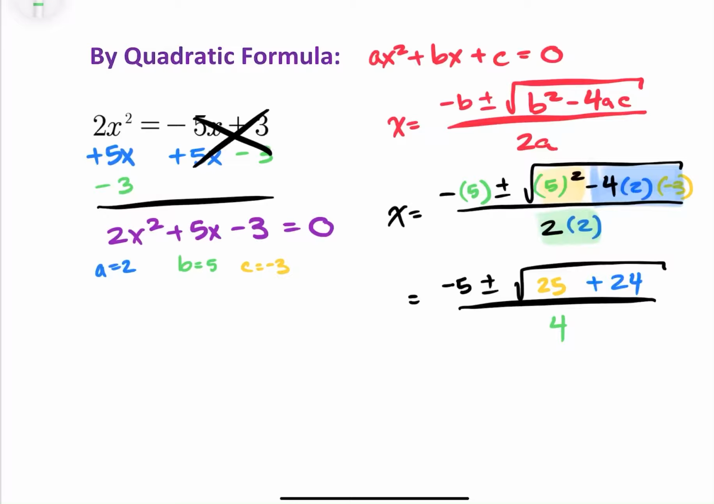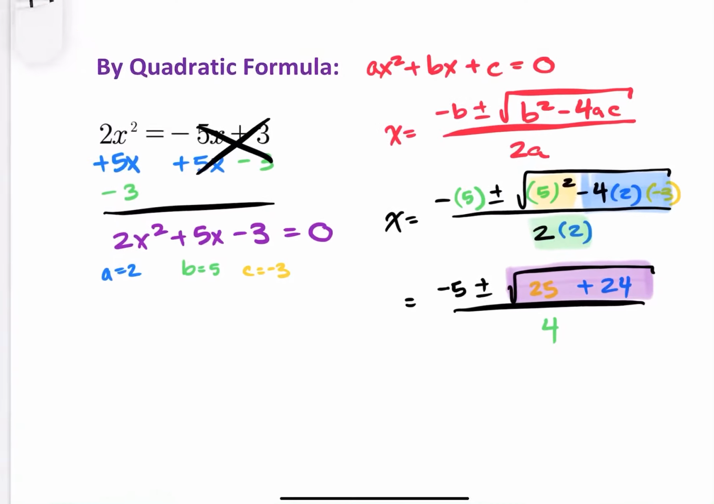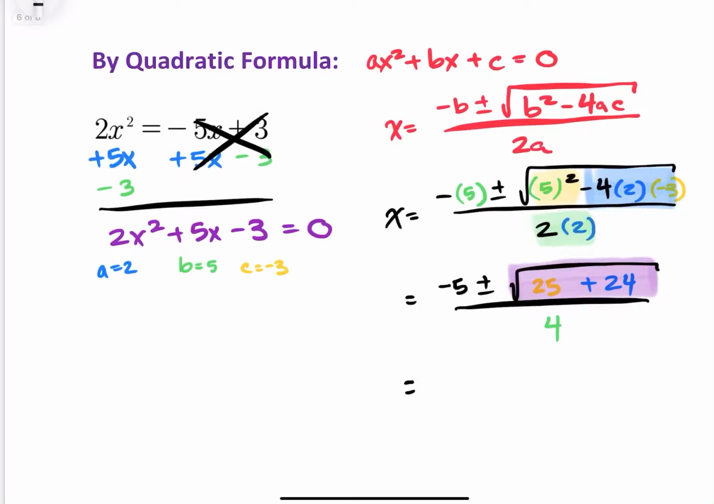Now we're going to simplify it a little bit further. We're going to do this part right over here, the square root of 25 plus 24. I'm going to copy everything else down first. So we have x is equal to negative 5 plus or minus, well, 25 plus 24 is 49, and the square root of 49 is 7, and all of this is over 4. Okay, so this is our x.